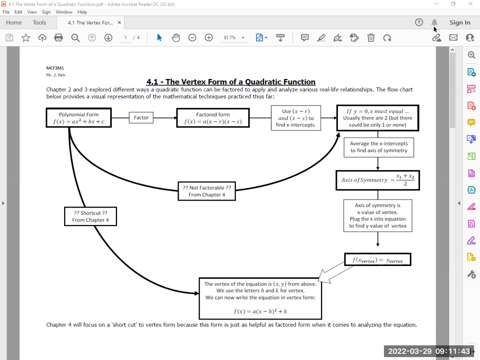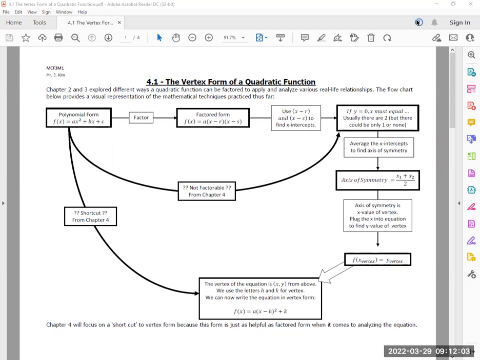Chapter 4, though, is going to be very mechanically heavy. There isn't anything I can assign to you as a project. This chapter, our final evaluation is going to be in the form of a test. Okay, so what are we doing in chapter 4.1?